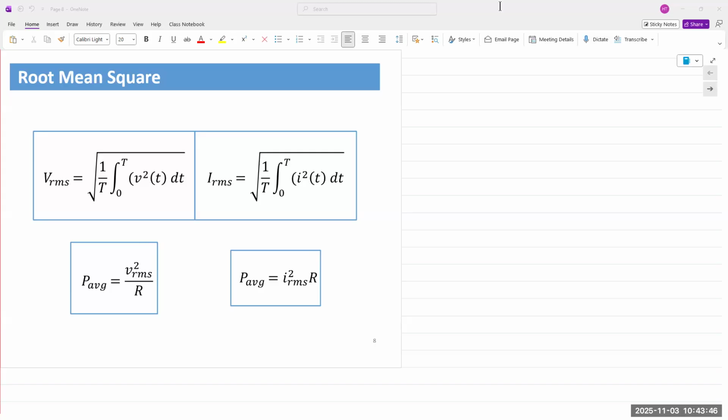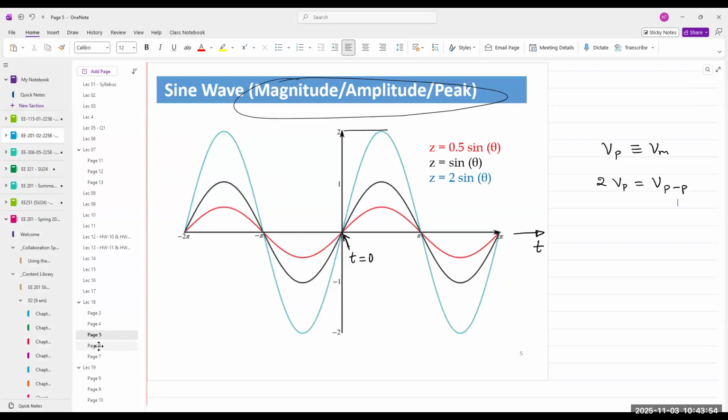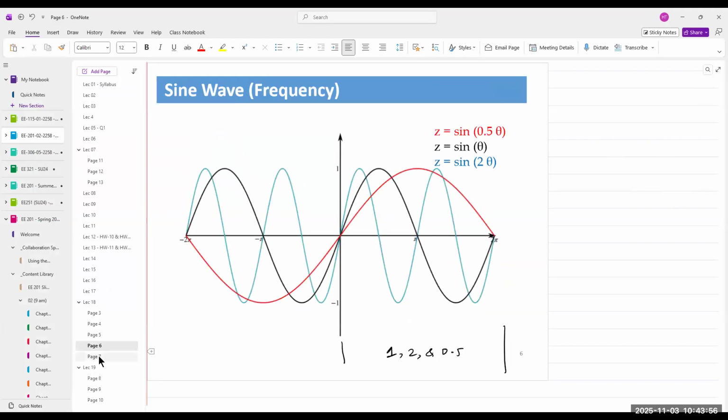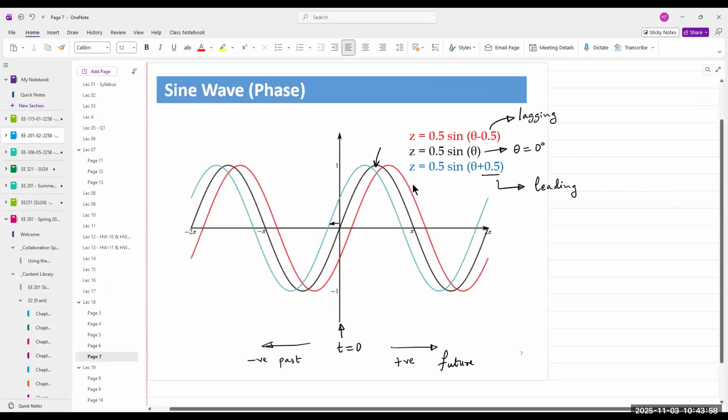So we looked at fundamental concepts of an AC waveform. We talked about magnitude, amplitude, or peak values. We talked about the frequency. We talked about the phase. Does anyone have any questions about these three quantities? Okay. All right.